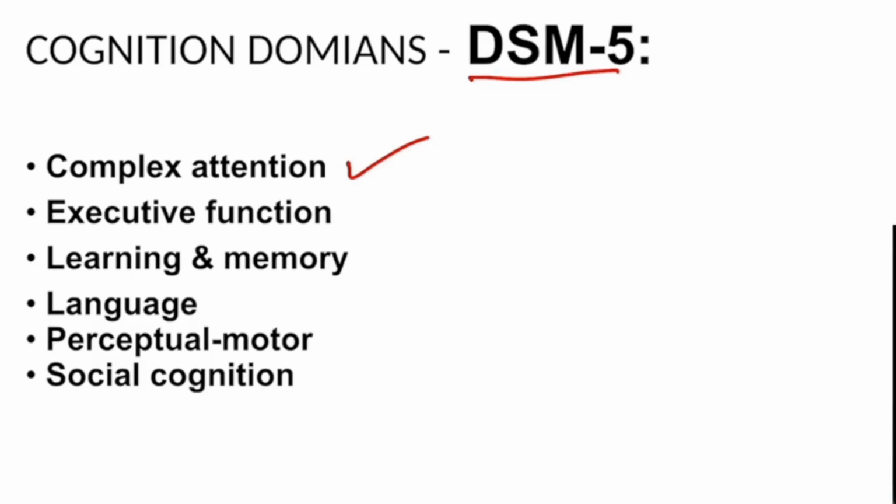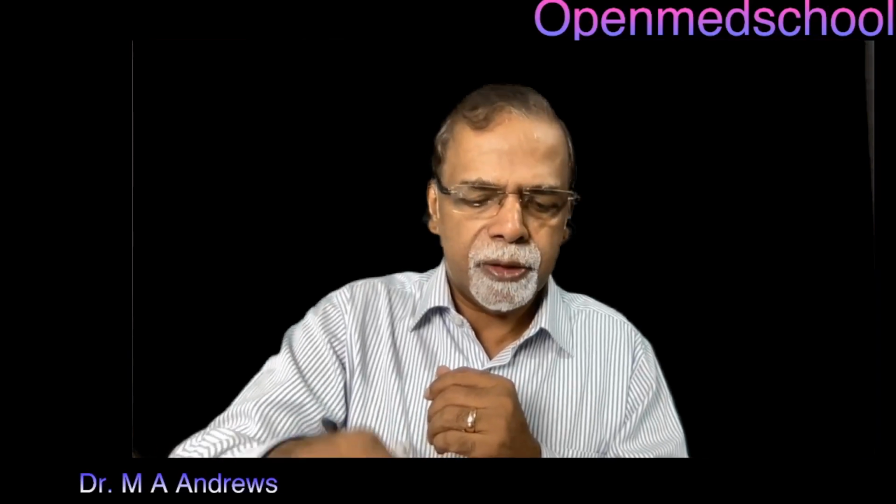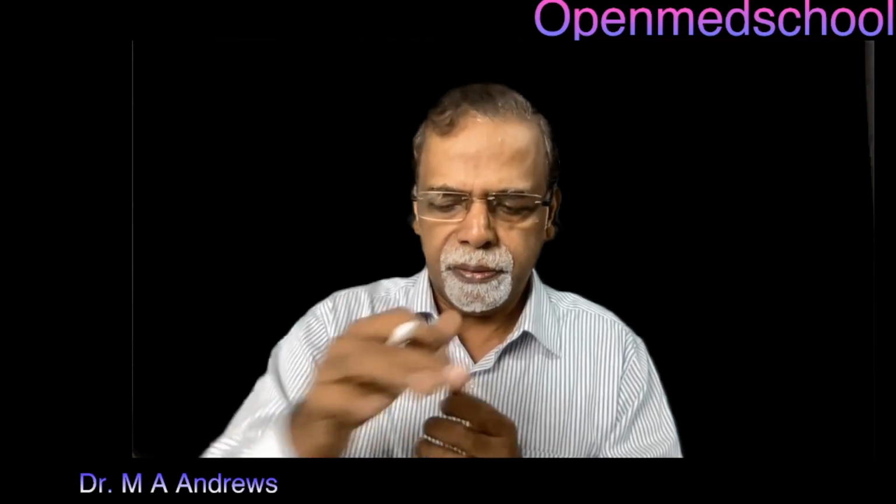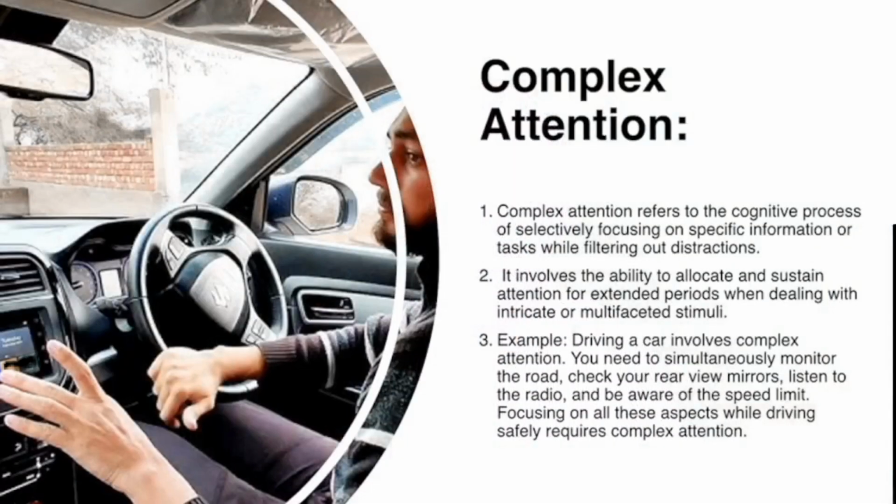So we will first discuss what these cognitive functions are, and then discuss the case. First we go into what is meant by complex attention. Complex attention refers to the cognitive process of selective focusing on specific information or tasks and filtering out distractions.